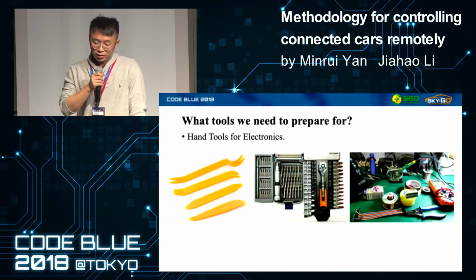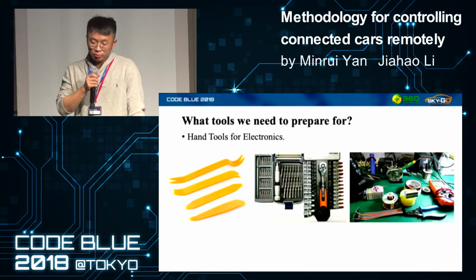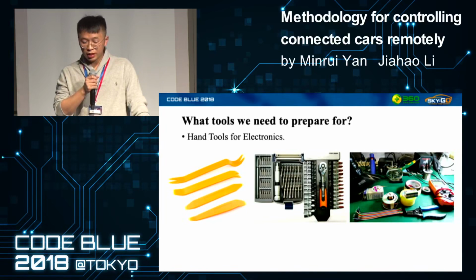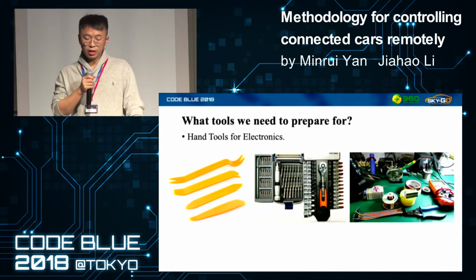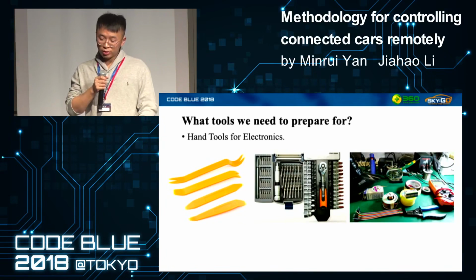We need to prepare these tools to disassemble car parts and PCBs, such as anti-static tweezers, a digital multimeter, a cutter, wire stripper tools, a soldering station, a pry tool, and so on. These tools will cost about 1,000 bucks.